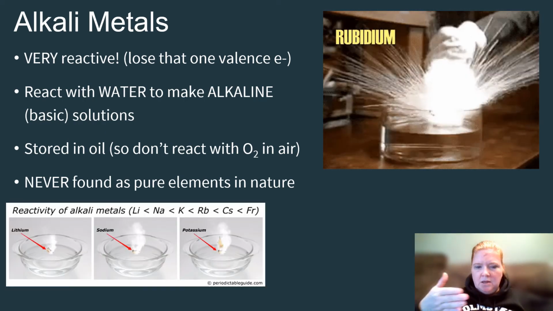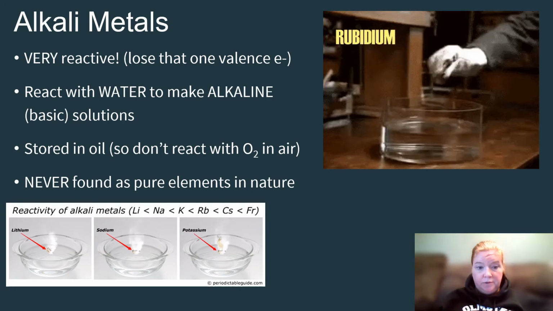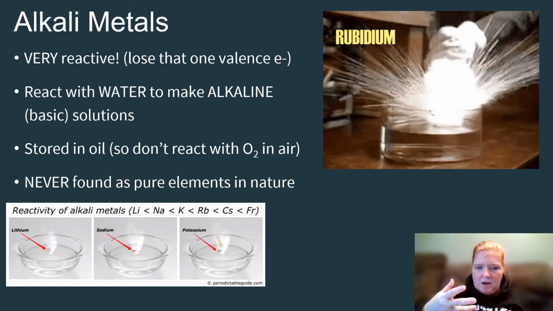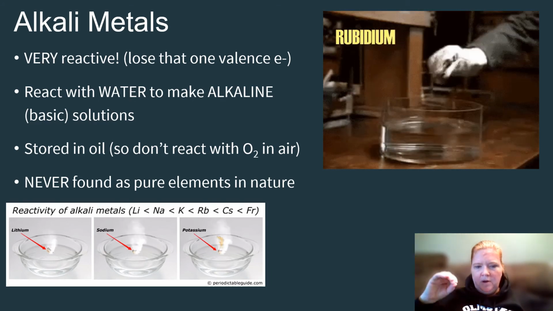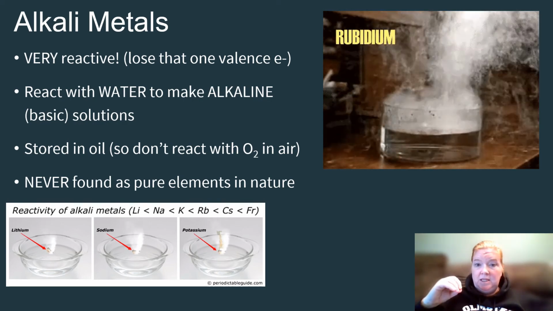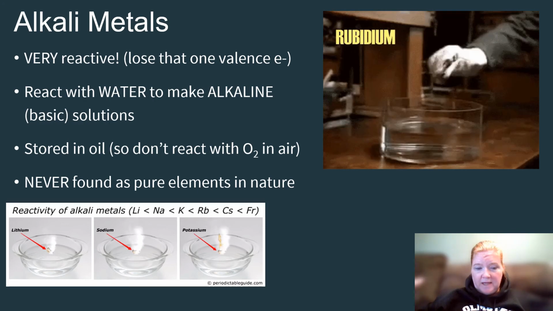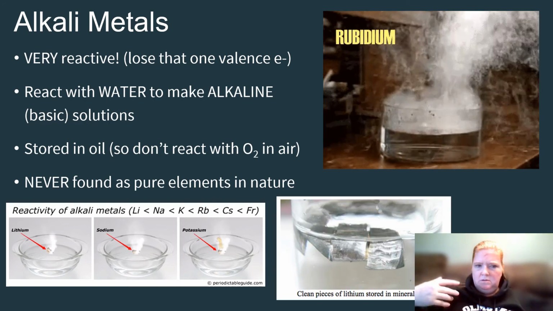Here you can see the reactivity increases as you go down the group. So you can see the amount of reaction you get when you put a piece of lithium versus a piece of sodium versus a piece of potassium. Rubidium, like you can see in the GIF, has even more reactivity. Cesium would be more, and francium would be the most.